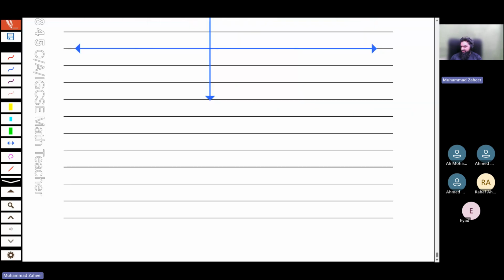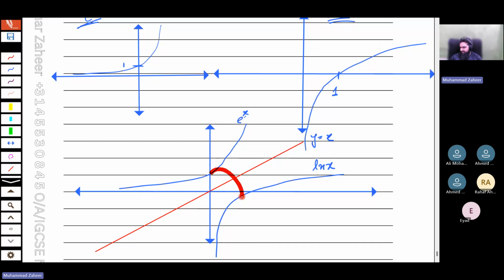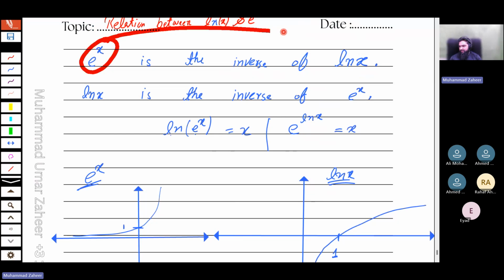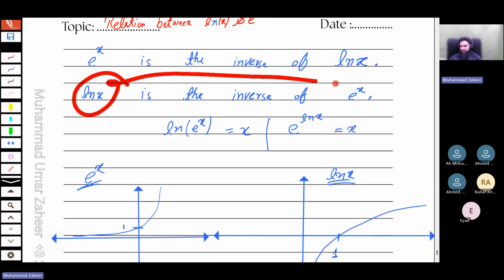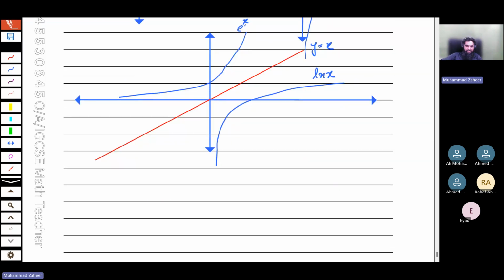So if I draw the graph of e raised to power x, and from here I draw the graph of this one, clearly you can see that this is the reflection through y is equal to x. It is e raised to power x. It is natural log of x. Look here, they are reflections of each other. That's why I'm saying that e raised to power x is the inverse of natural log, and natural log is the inverse of e raised to power x. So this is the relation between them.